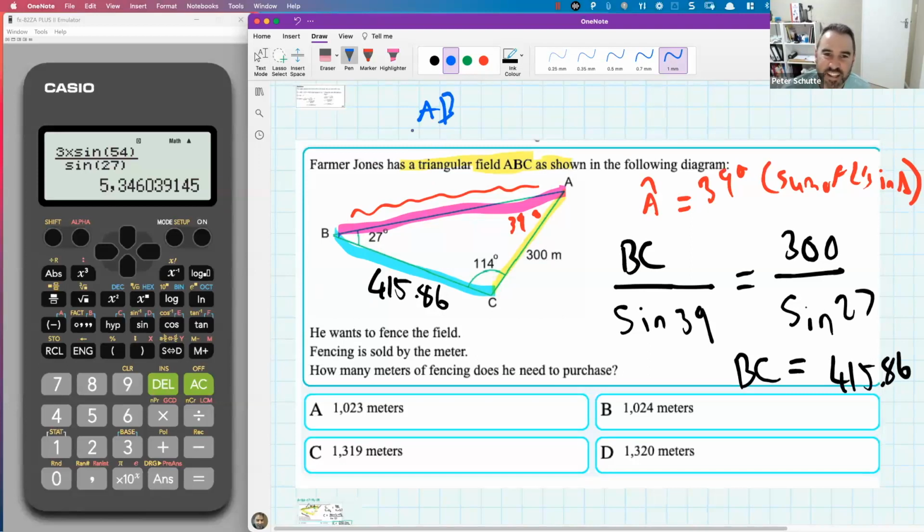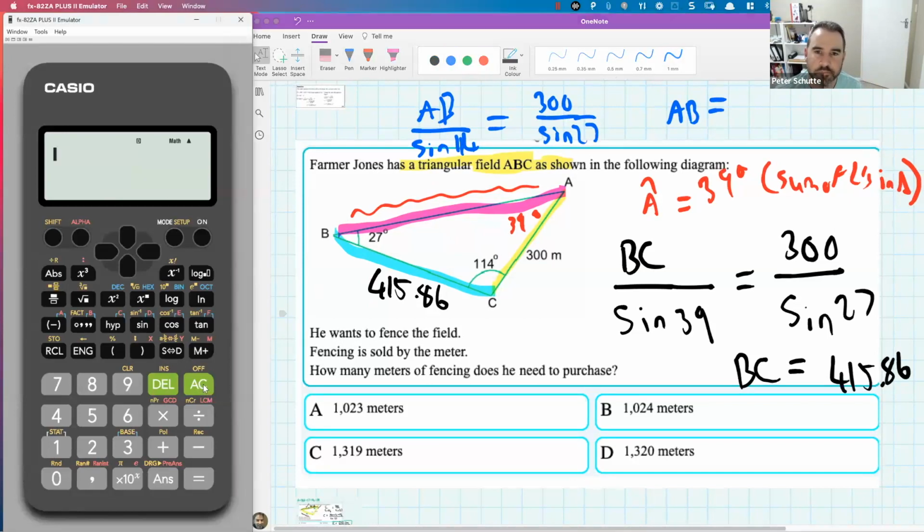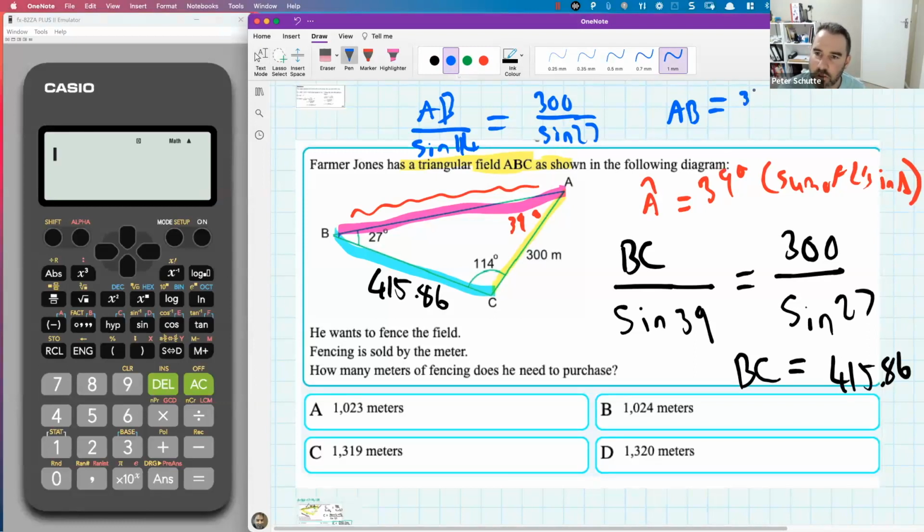Okay. So AB over sine 114. Now what? Now I think I'm going to go with the original one. I could have used the other side, but why mess with a good thing? So what is my AB going to be? AB is just going to be 300 times... so what are we getting for AB?